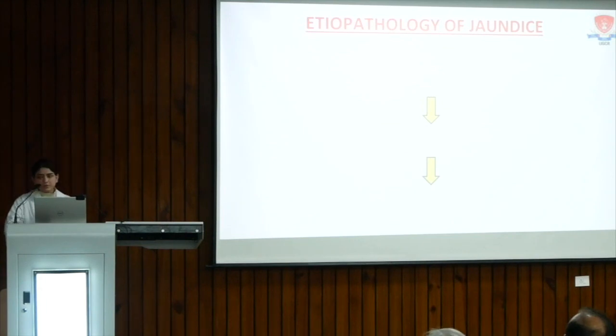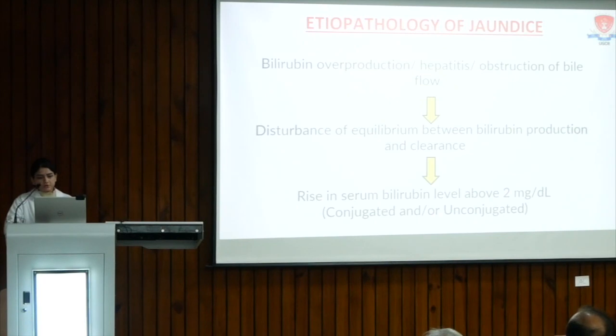Moving on to the etiology of jaundice. Jaundice can occur due to bilirubin overproduction or hepatitis or obstruction of bile flow. All of these would ultimately lead to the disturbance of equilibrium between bilirubin production and clearance. This would lead to a rise in serum bilirubin level above 2 milligrams per deciliter. Now this can be conjugated bilirubin, unconjugated bilirubin or both.